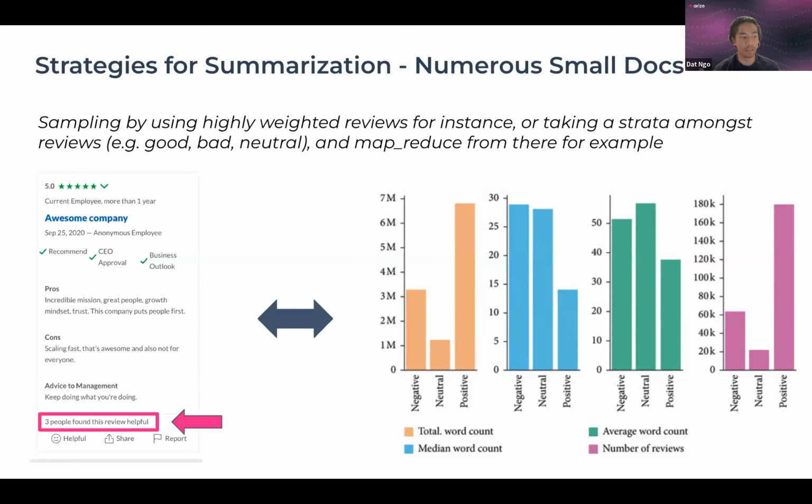Maybe you want to catch variability between really long reviews and short reviews. The idea behind stratification is very similar to sampling: you want to sample whatever you're after, but sample the reviews intelligently, to capture the breadth or whatever goal you're trying to accomplish. So I wanted to cover other strategies for how we summarize more intelligently across numerous small docs or small texts.